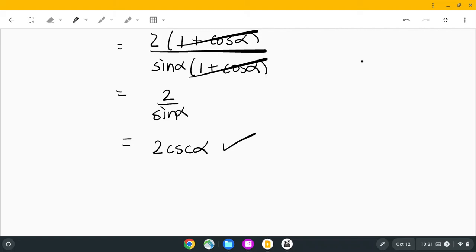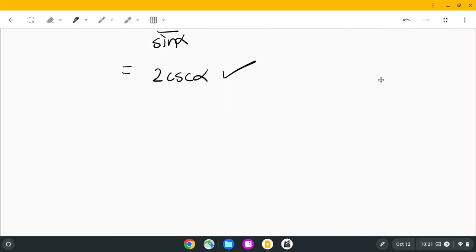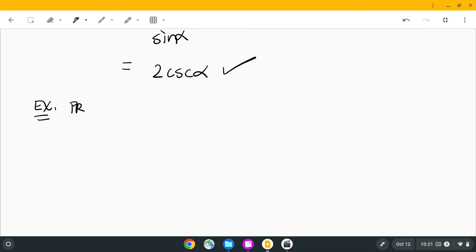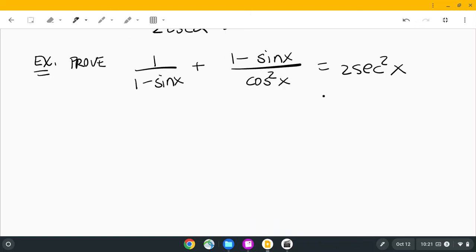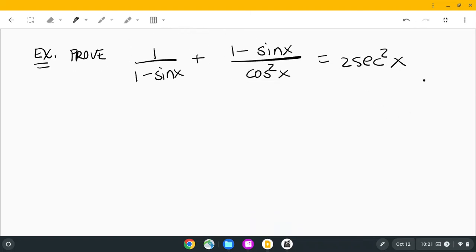I wonder how many of you guys are still here. Okay, let's do this one. Prove 1 over 1 minus sine x plus 1 minus sine x over cosine squared x equals 2 secant squared x. I think I'm going to stop here. I'm going to do this one, but I won't do the next one.